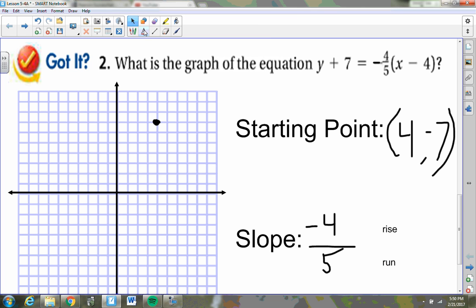Rise over run. So to find a new point, I go down 4, 1, 2, 3, 4, over 5, 1, 2, 3, 4, 5. There's another point. That's all I really need is 2 points. I will connect those 2 points, keep it going that way, keep it going that way, and I'm finished. So I found my starting point, I used my slope. That's what it should look like. It should go down because it's a negative slope.